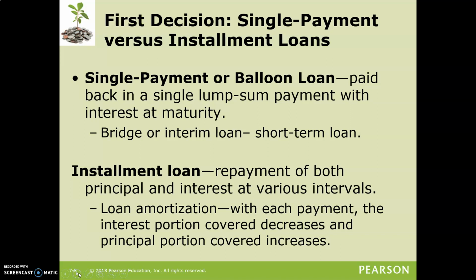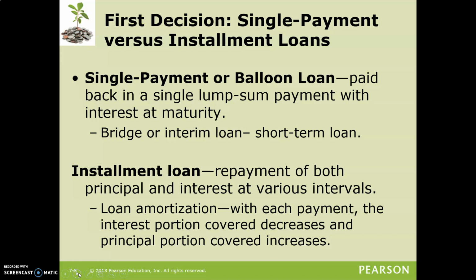Single payment, or a balloon loan, is paid back in a single lump sum payment with interest at maturity. So bridge or interim loans versus short-term loans. No, it's not versus, it's short-term loans. Installment loans are repayments of both principal and interest at various intervals. So this is about loan amortization, where with each payment the interest portion covered decreases and the principal portion covered increases.